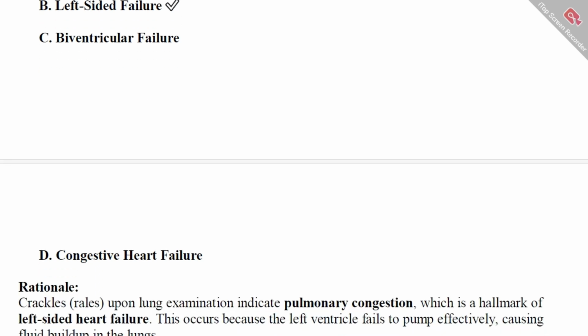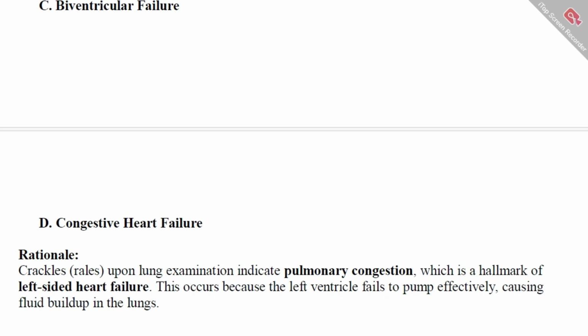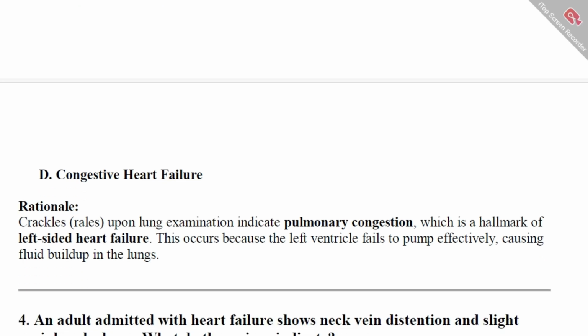Why? The rationale is crackles or rales upon lung examination indicate pulmonary congestion, which is a hallmark of left-sided heart failure. This occurs because the left ventricle fails to pump effectively, causing fluid buildup in the lungs.